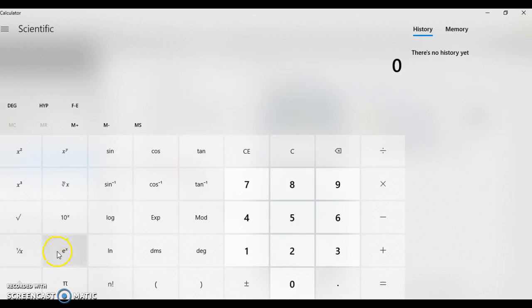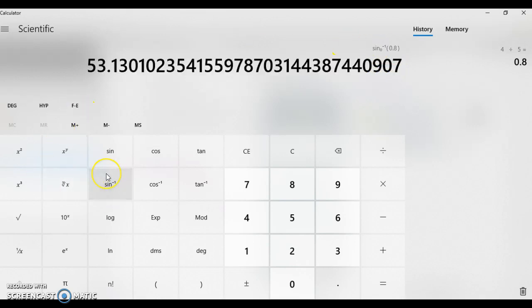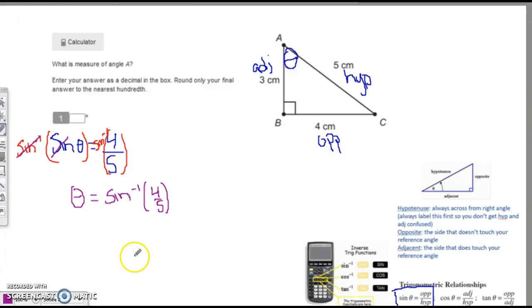Let's look at some other calculators though, because each calculator is a little bit different. If you're using a computer calculator, make sure it's in scientific form so that you actually have the buttons that you need. But instead of hitting a fraction 4/5, you want to do 4 divided by 5. Once you get that answer, then you're going to hit the inverse sine button. So you have to type it in backwards when you use a computer calculator, but you'll get the same answer. So whichever calculator we type it in, we're going to figure out that theta, or angle A, is approximately 53.13 degrees.